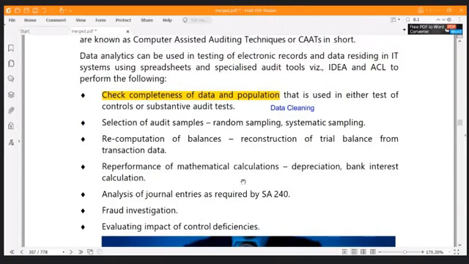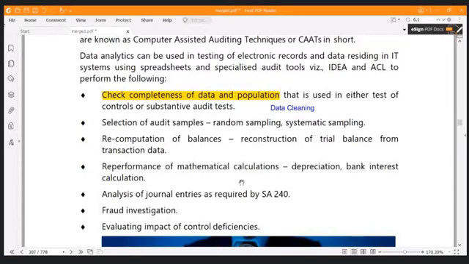Then reperformance of mathematical calculations, where you have standard rates like depreciation, bank interest, fixed deposit interest rates, or you can talk of rental payments. All these areas have fixed calculations. So if you reperform on your own and see 10% must be this much, is the entry 10% or not? If you divide the deferred revenue that was booked for so much amount by 12 months, is it coming to this number or not?